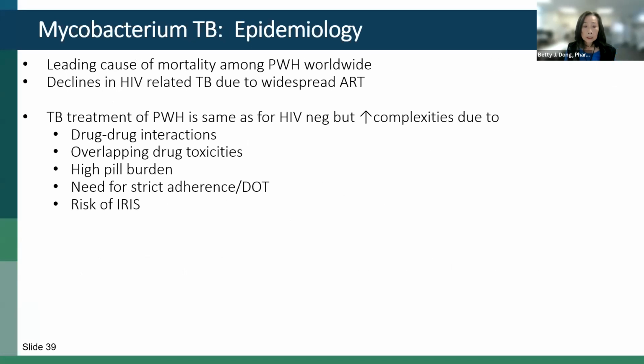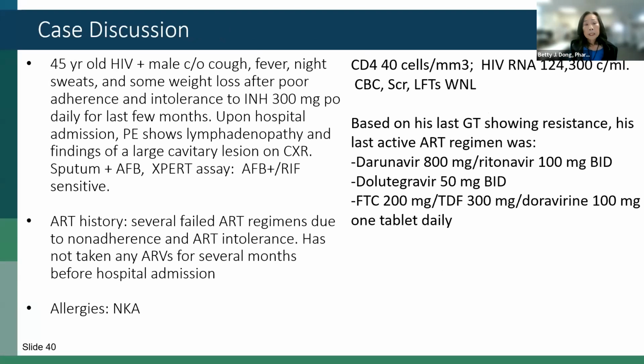Okay, let's go on to TB therapy. And I just want to emphasize that TB treatment of people with HIV is the same as for HIV negative, but because of drug interactions and overlapping drug toxicities and high pill burden and the need for more strict adherence and need for directly observed therapy, as well as the risk of IRIS or immune reconstitution inflammatory syndrome, TB treatment can be more complicated. So here's our next case.